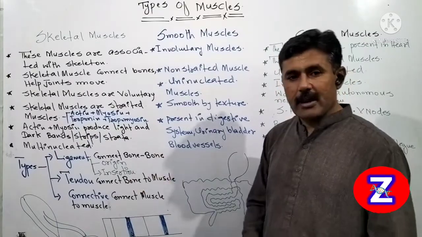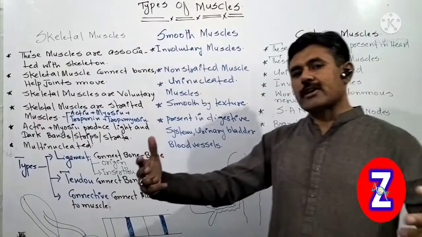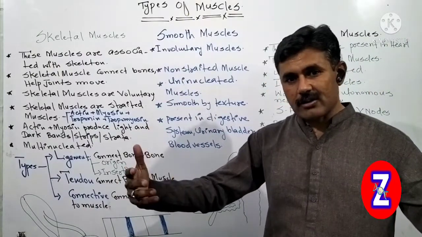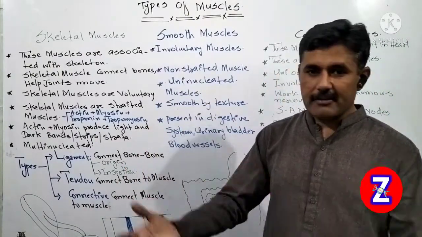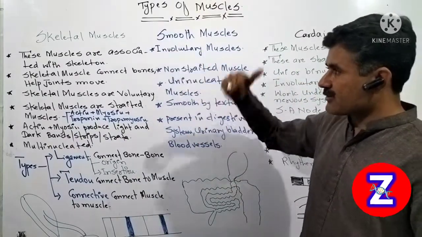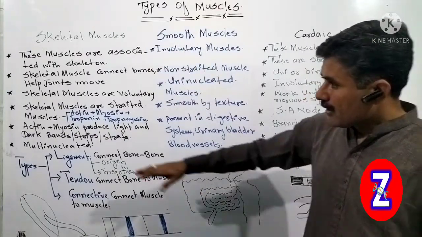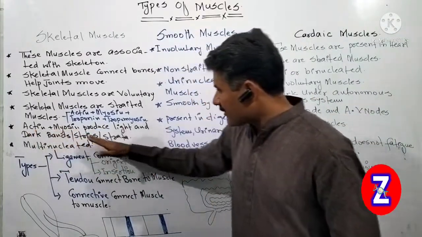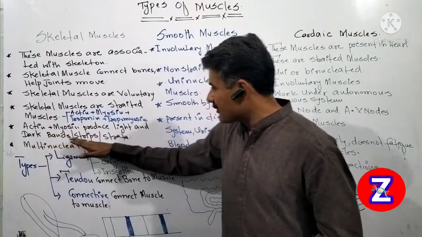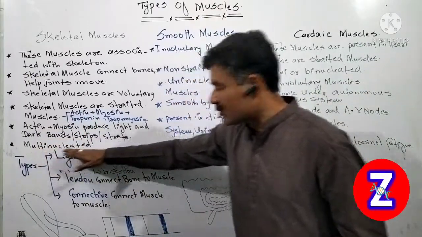We'll explain this in detail when we study skeletal muscles: how actin and myosin are arranged in a sarcomere and what different kinds of bands they produce. We'll study this structure later in detail when I explain the muscular system. These actin and myosin filaments produce light and dark bands, strips and strata, therefore they are called striated muscles. They are also multinucleated muscles.